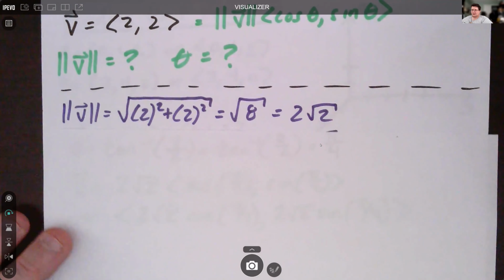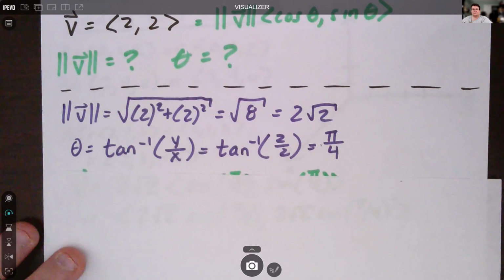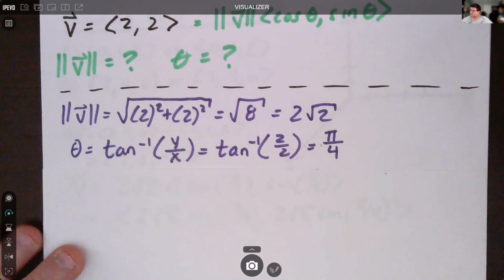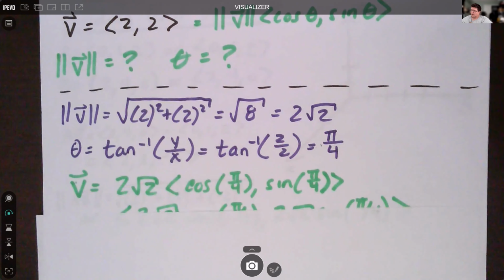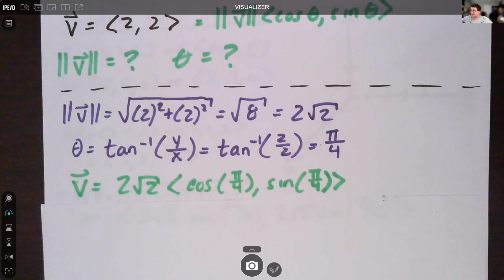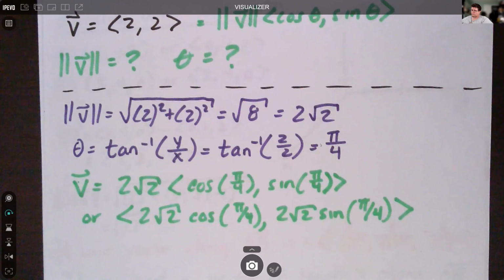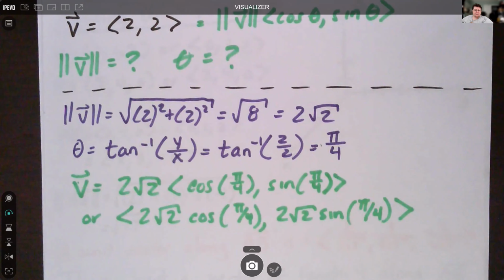If you've forgotten your trigonometry on finding theta, it's tangent inverse of y over x. So tangent inverse of 2 over 2 is tangent inverse of 1, and that's pi over 4. Hopefully you remember your trig angles and stuff like that, because that's going to come up a lot. So we would write v as this: 2 root 2 times cosine of pi over 4, sine of pi over 4, or we can move the 2 root 2 inside. And that'll bring a close to this section. Peace.